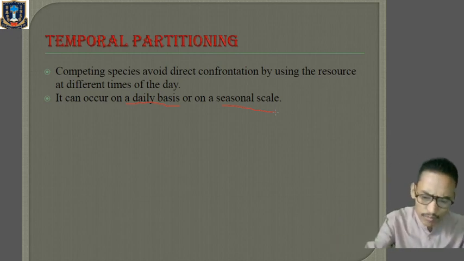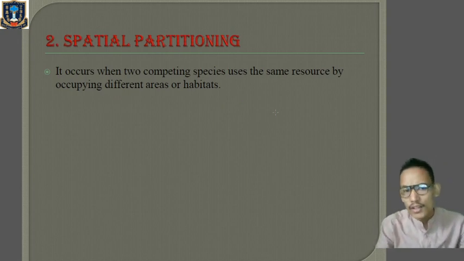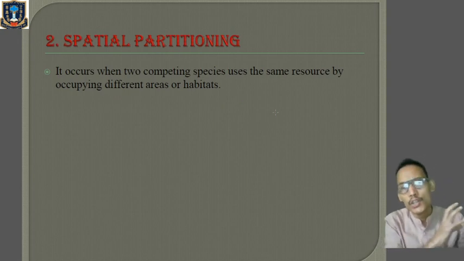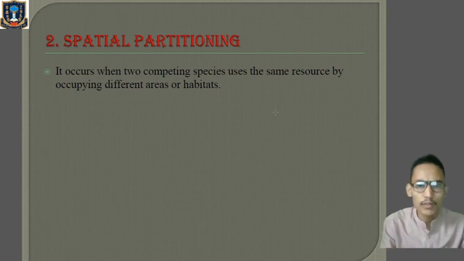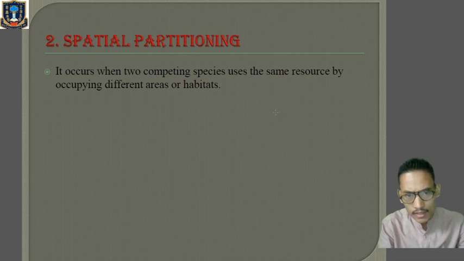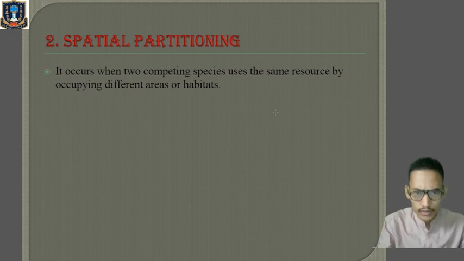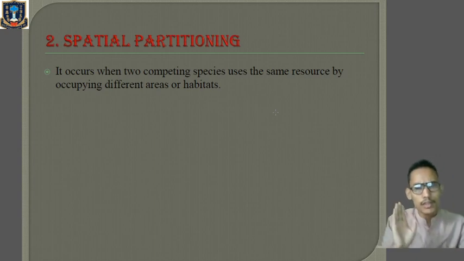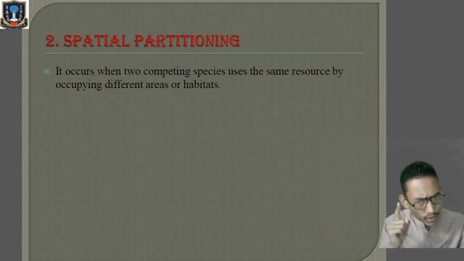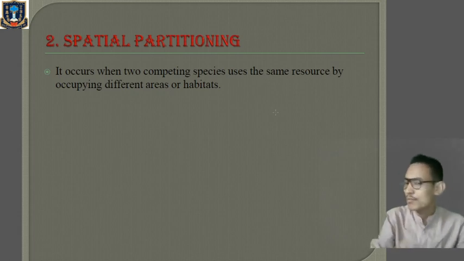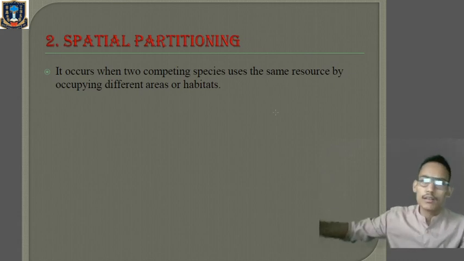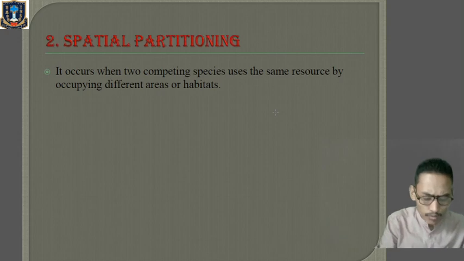Clear? Next one, we have spatial partitioning, where the two competing species use the same resources by occupying different areas or habitats. Habitat means a place where the organisms live, right? So in spatial partitioning, listen carefully, the two competing species may use the same resources. They will use the same food, but they will occupy a different area or a different habitat. Clear?